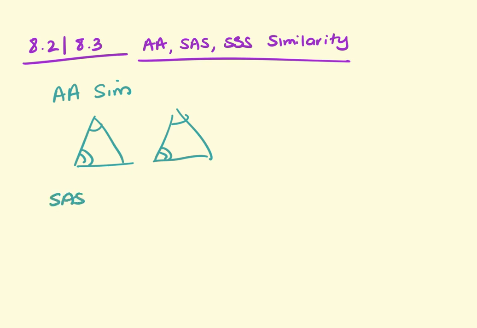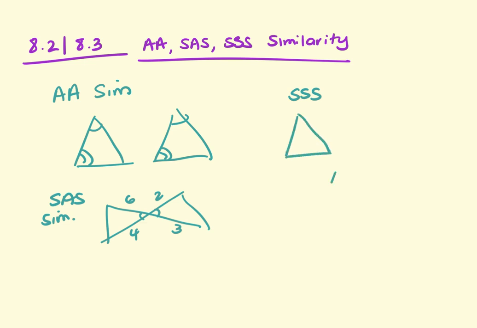Side-angle-side would need 2 proportional sides and the included angle. So even something like this, 2 to 4, 3 to 6, and then the vertical angles, that would be side-angle-side similarity. And then the last one is side-side-side similarity. For these, you would need all 3 side lengths. So 2 to 4, 3 to 6, 5 to 10, something like that. All 3 side lengths would have to be proportional, not necessarily congruent, but proportional, because we're proving these similar, not congruent.